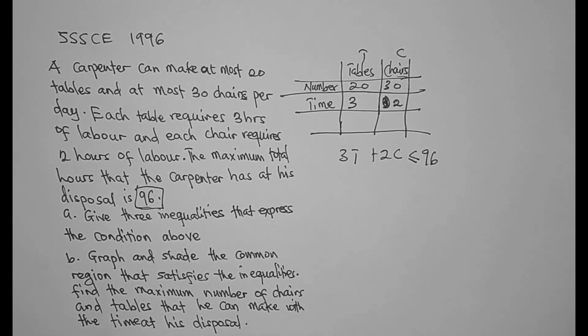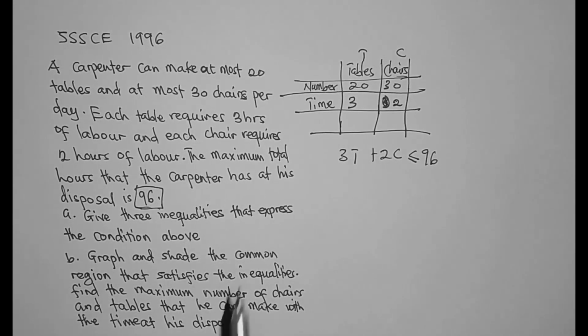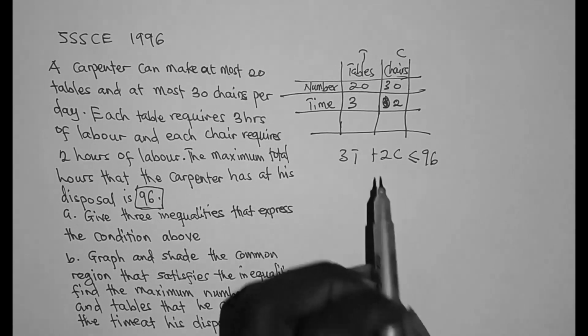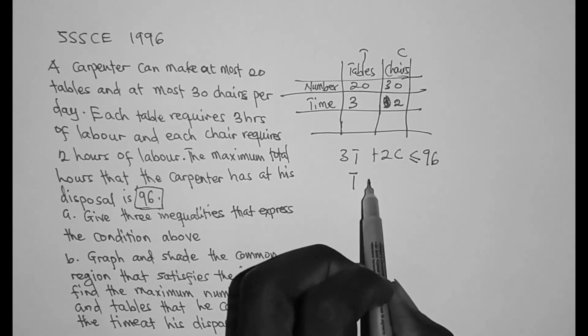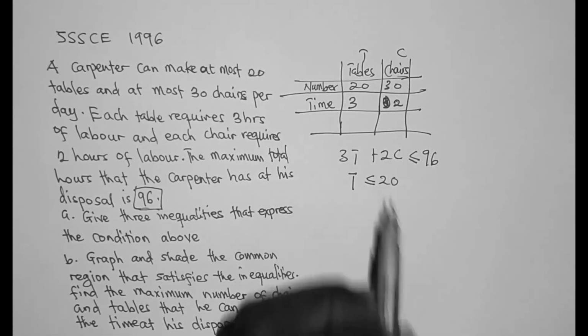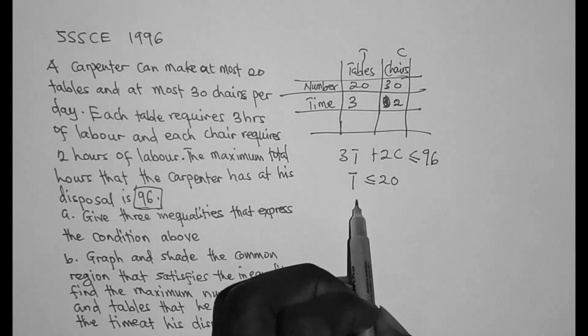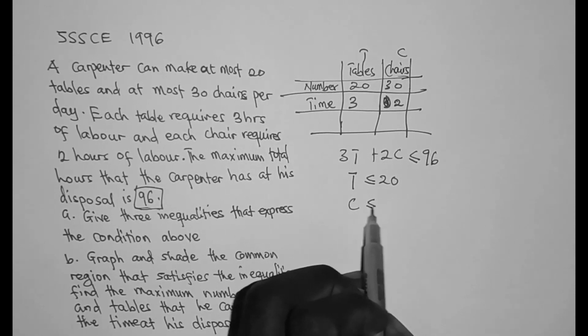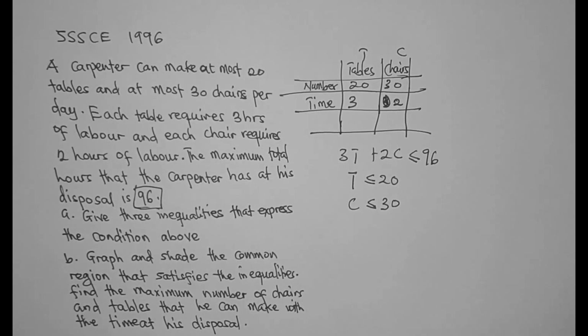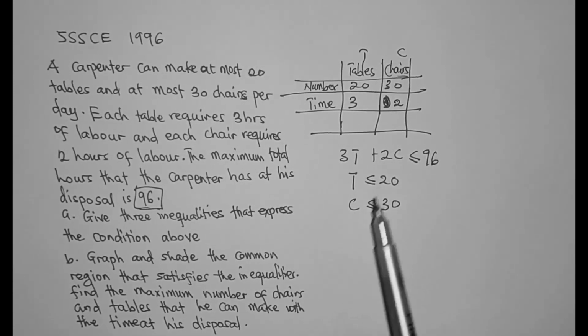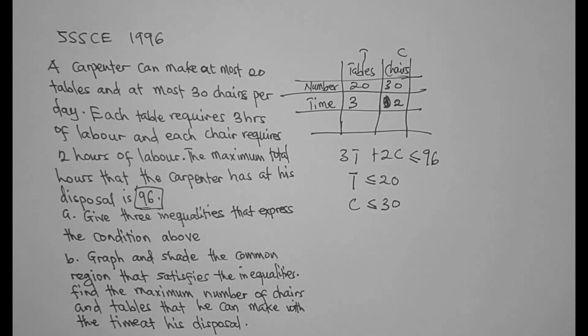And then the next inequality that we can write is that the maximum number of tables he can make is 20. So T is less than or equal to 20. And then the maximum number of chairs he can make is 30. So C is less than or equal to 30. So these are the 3 constraints that we have.